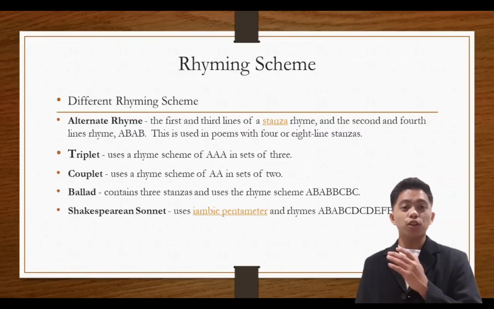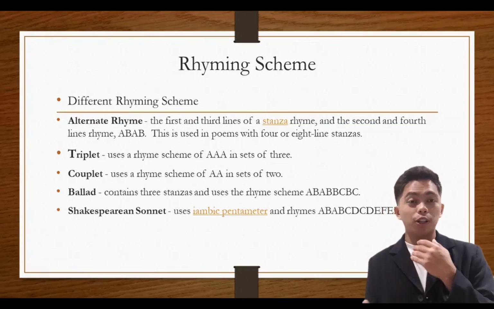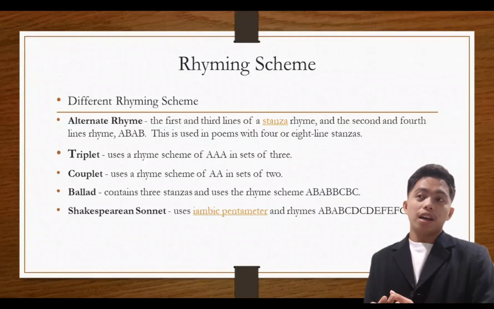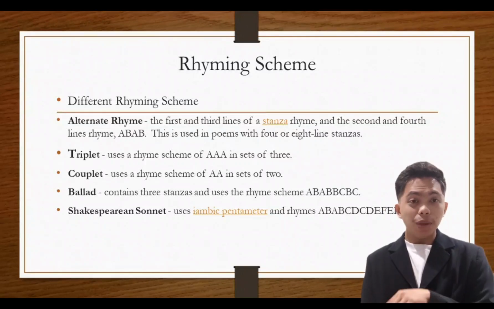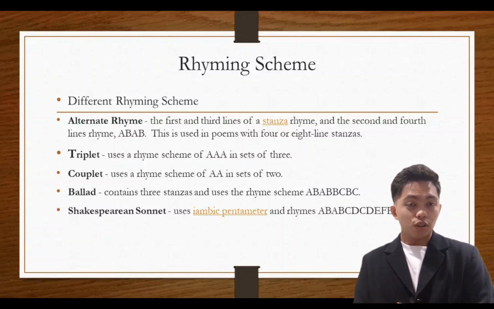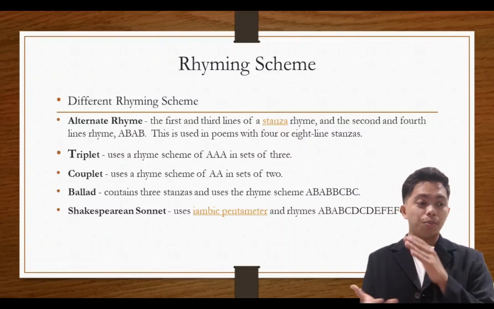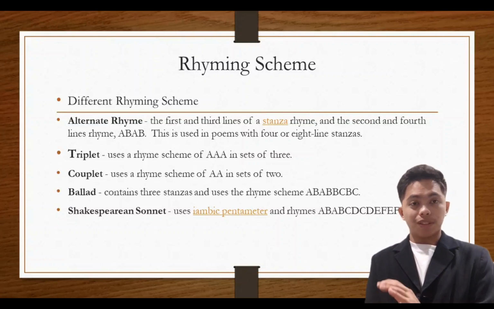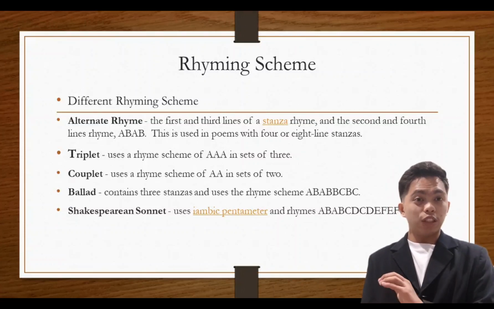Okay, thank you. So that's it, guys. If we're going to talk about ballad, it uses a pattern of ABAB, BCBC. Okay, so it will be easier for you to determine whether the poetry is using a ballad type of scheme. So it is usually in three stanzas.